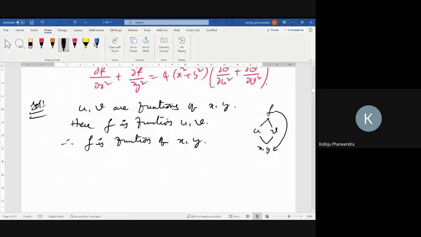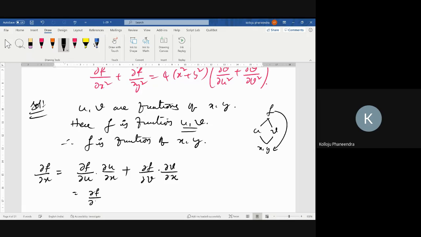So first one, ∂f/∂x I have to calculate. What is ∂f? First, f is a function of what? u, v. So ∂f/∂u first, into ∂u/∂x, plus f is also a function of v, so ∂f/∂v and ∂v/∂x. Let us calculate this.